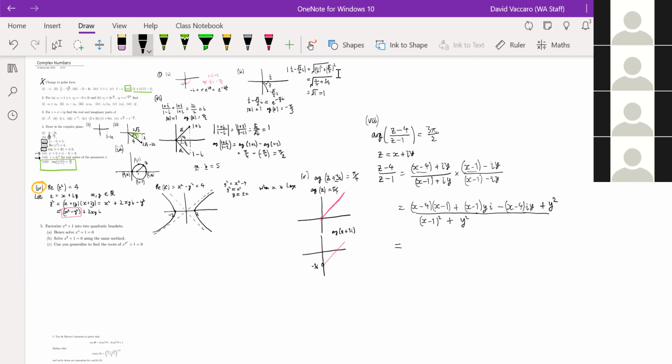Okay, and let's simplify everything slightly. So let's gather our real terms and our imaginary terms. So our real terms are these two. So we get x squared minus 5x plus 4 plus y squared. And then our imaginary term, the xy terms cancel, and we've got negative yi, and we're subtracting negative 4iy, so that's the same as adding. So that becomes plus 3iy over x minus 1 squared plus y squared.